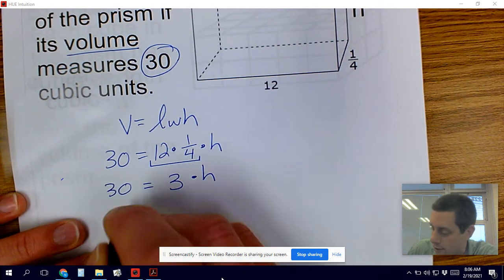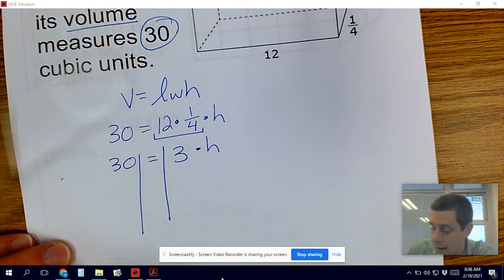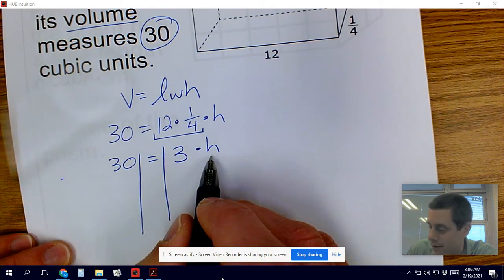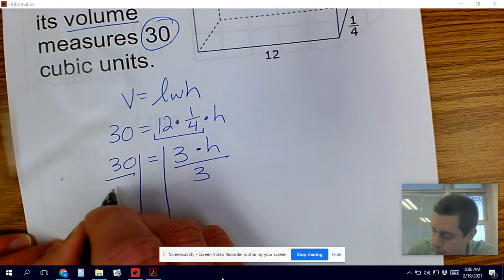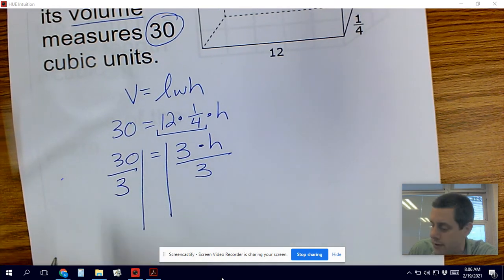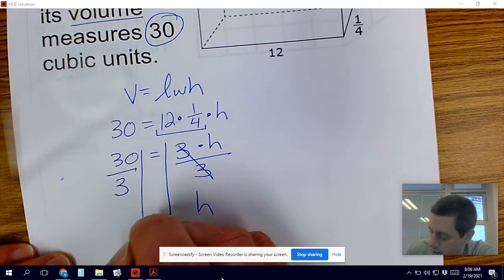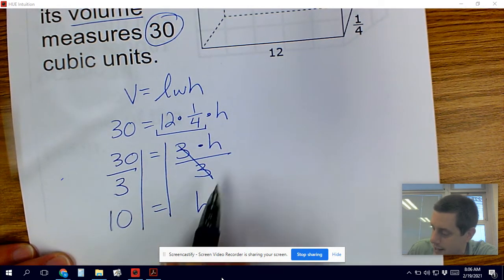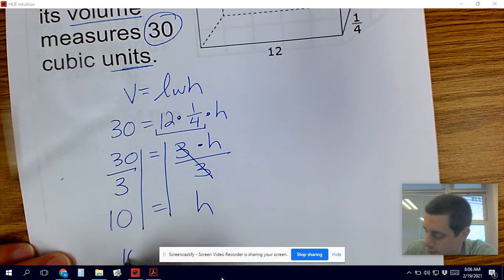Now, if I want to find the value of h, I'm going to solve this equation by isolating the variable. Right now, h is being multiplied by 3. The inverse is to divide by 3. And whatever I do to one side of the equation, I do the same thing to the other. So I am dividing both sides by 3. I'm left with h equal to 10. So the height is 10. And of course, we are measuring in units here, so I'd say the height is 10 units.